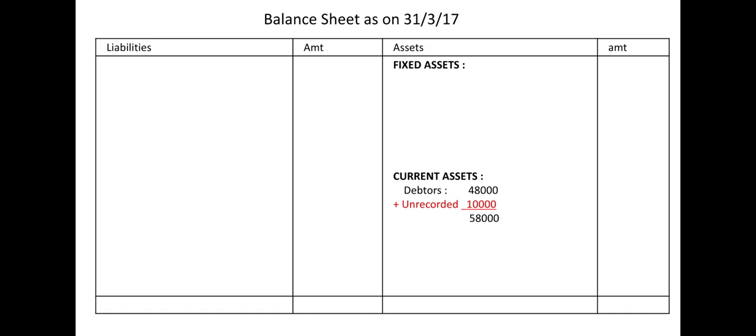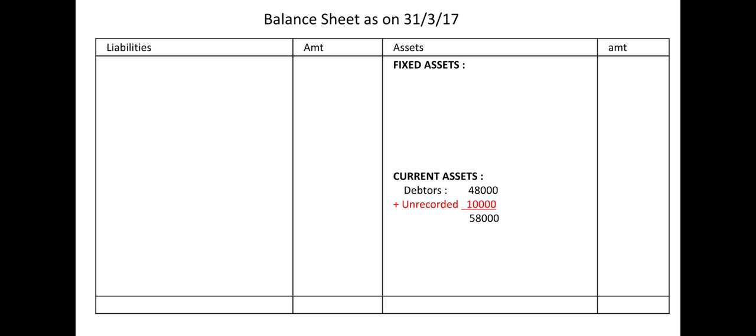Students, sales and debtors have a positive correlation. When sales increase, debtors increase. So the second effect will be given in current assets. You can see I have written debtors in current assets and then I have added unrecorded sales. So this was the second effect of this adjustment.